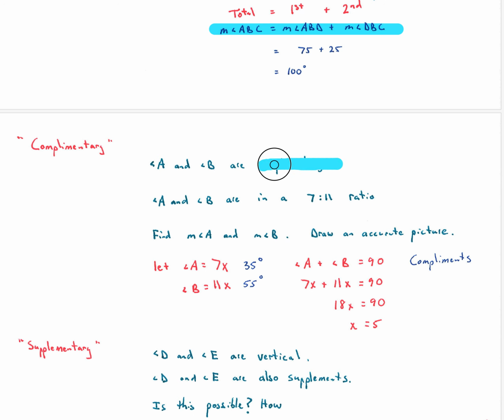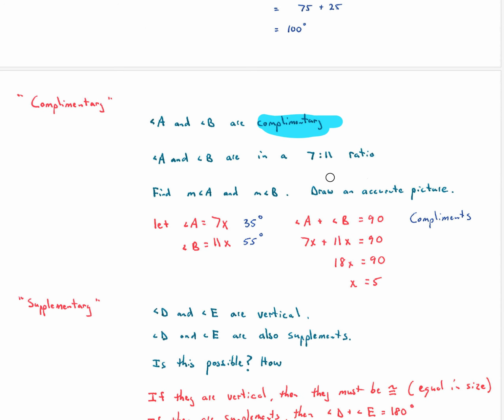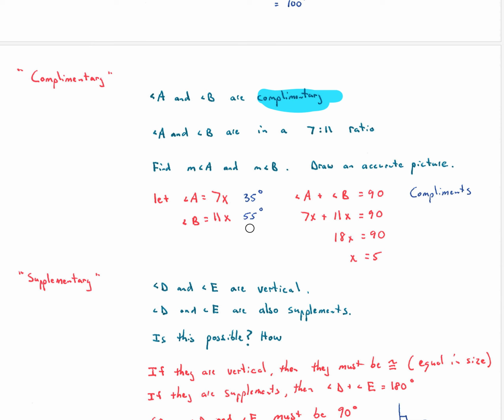Complements, remember complements mean 90. And this ratio thing, if it's a 7 to 11 ratio, just call one 7x and one 11x. And what do we know? Well, they're complements. So one of them plus the other one equals 90. And then you can just solve. And again, you can always take this x value and plug it back in for x here and here to actually find the two angles and confirm that they are that ratio.